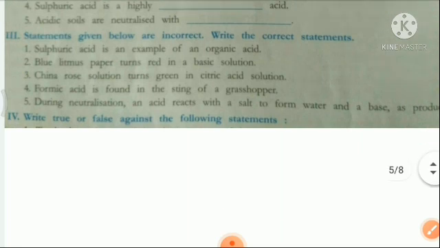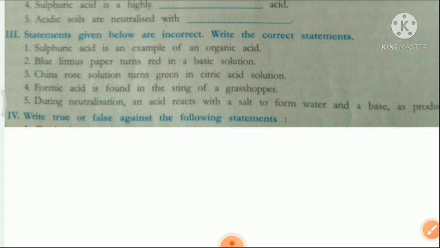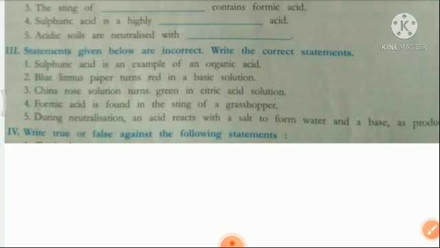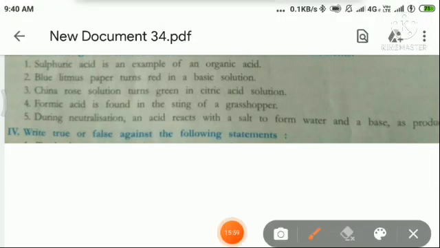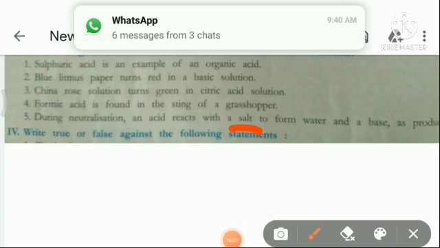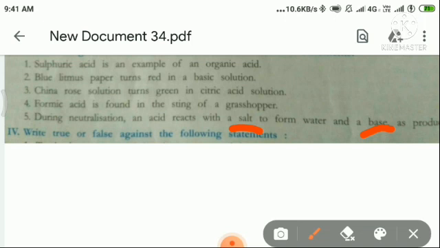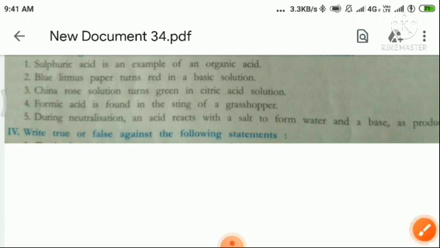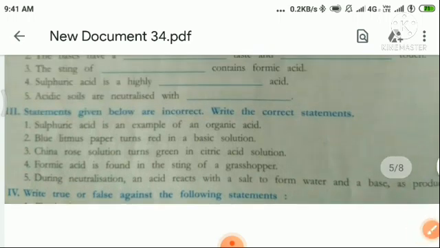Okay. So during neutralization, an acid reacts with a salt to form water and base. Okay. So what is neutralization? The neutralization is the process in which an acid reacts with a base to form salt and water. Okay. So you have to replace salt with base, and you have to replace base with salt. So then the statement will be correct, that during neutralization, an acid reacts with a base to form salt and water. Okay, so I think you should not have any problem in this question number 3.